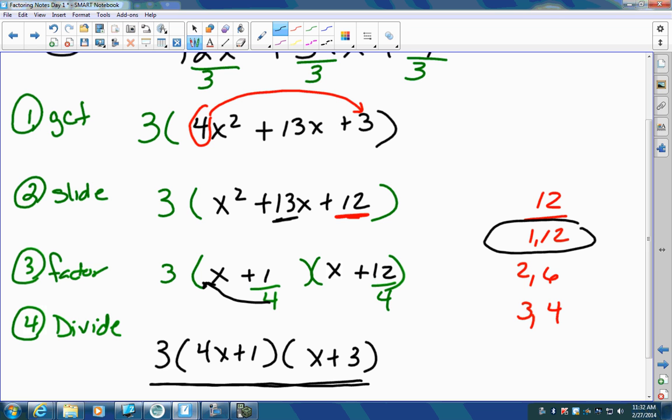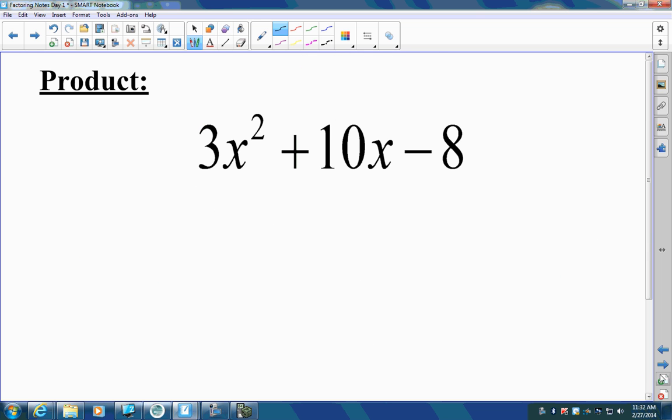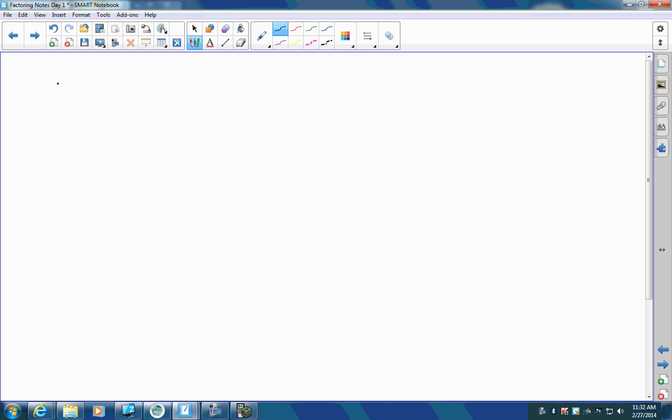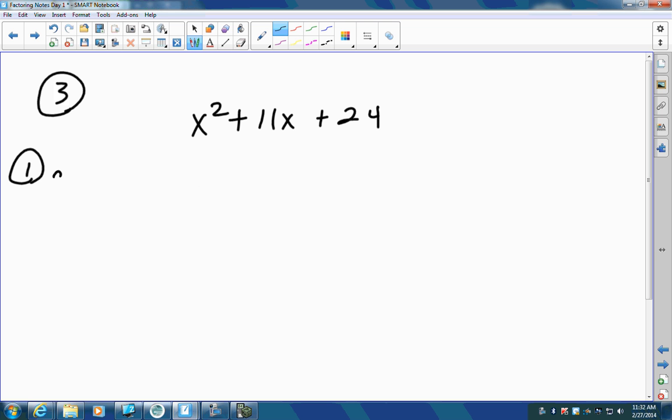Let's do one more. Next one. What's my next problem? Was it number 3? Hold on. Number 3 is what? X squared. Okay. Step 1 is GCF. Is there a GCF? No, we don't have to do that.